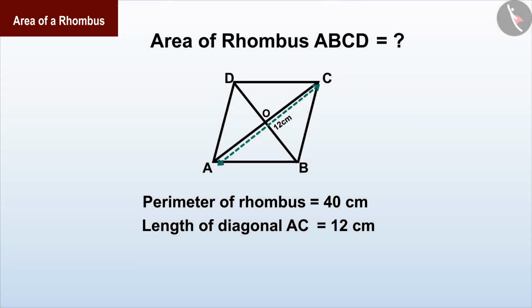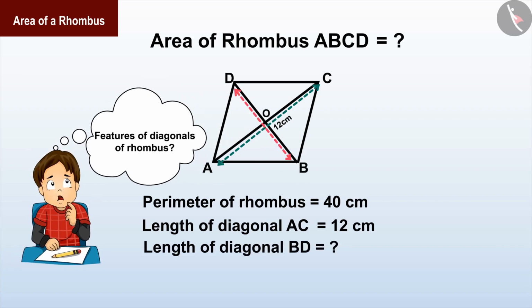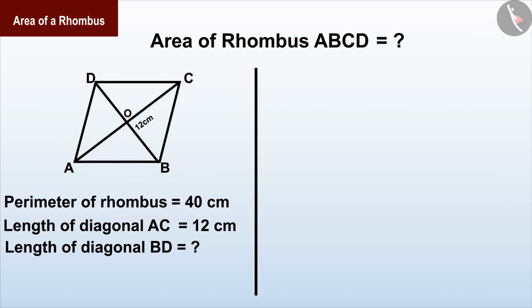But in this question, the length of only one diagonal AC is given. Now the question is how to find the length of the second diagonal BD. In this case, you can take help of the properties of diagonals of a rhombus. In the rhombus, diagonals AC and BD perpendicularly bisect each other. AC is perpendicular to BD and AO is equal to CO and BO is equal to DO.